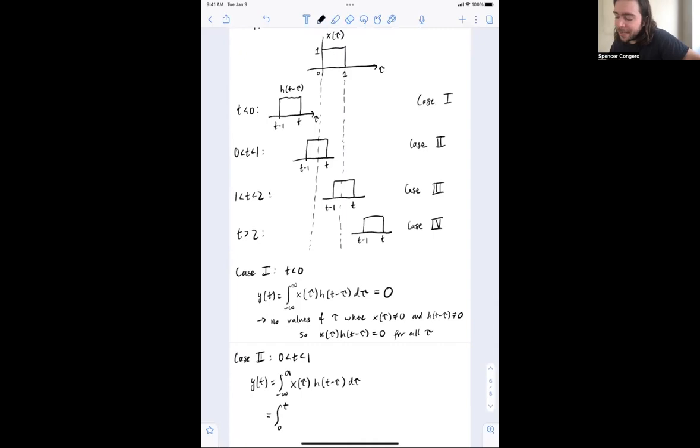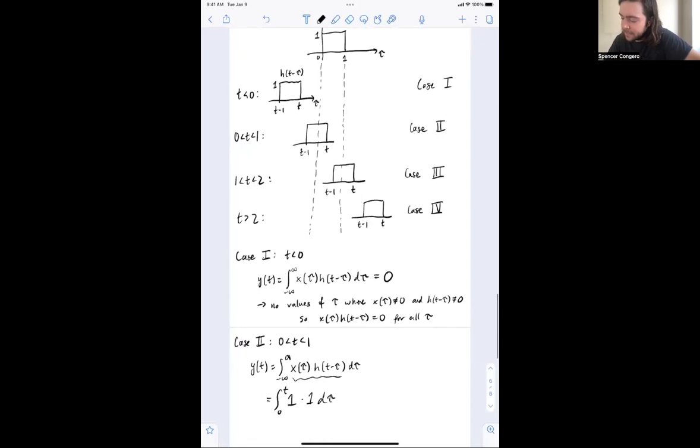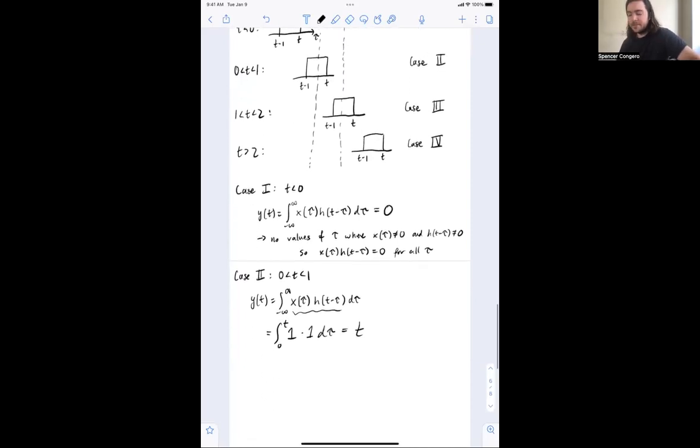Okay, now what are the values of these functions in that region? Between 0 and t, what does x of tau equal? It just equals 1, times, what does h of t minus tau equal? It also just equals 1, right? That's a square at height 1. They all have height 1, so I have 1 times 1 d tau. And that's just the integral of 1 from 0 to t. That's just t. So the convolution of these two functions when t is between 0 and 1 is just t.